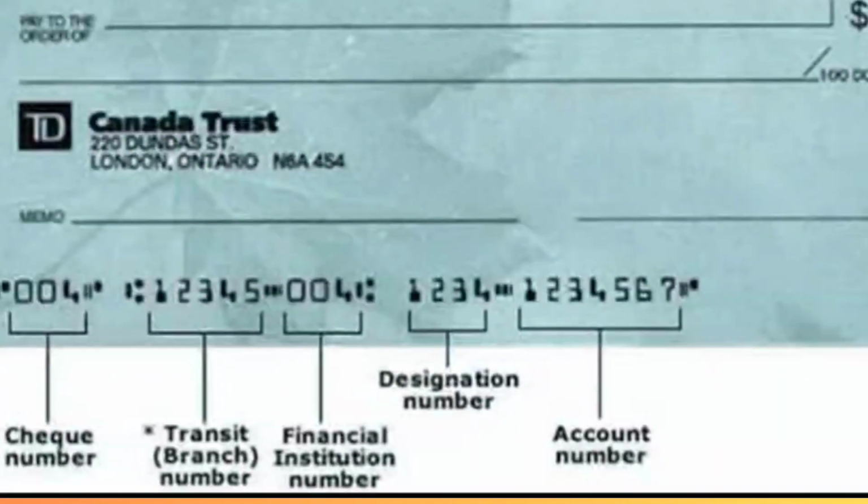Hey everyone, today I'm going to tell you how to find your TD bank account number, and the process is actually very simple. First step, if you have a blank check of your TD bank account, what you need to know is there are some numbers at the bottom, and as you can see where it is pointed, the last digits, that is your account number.